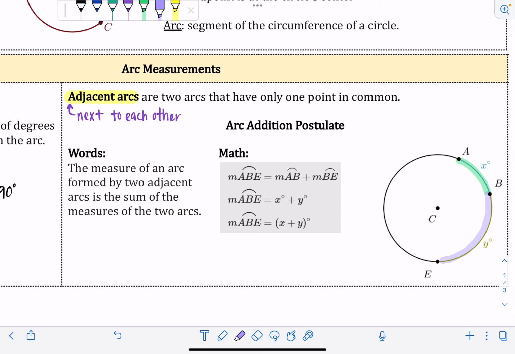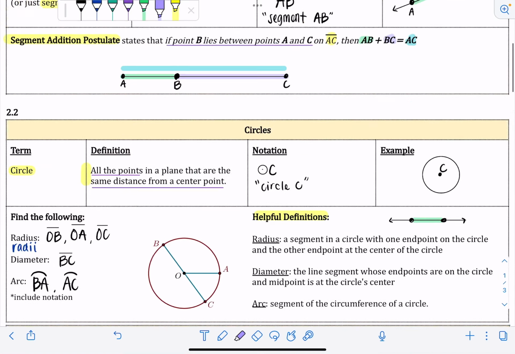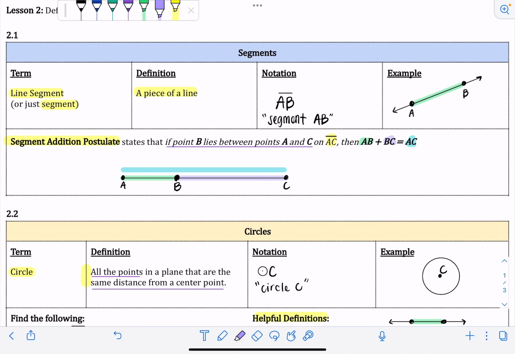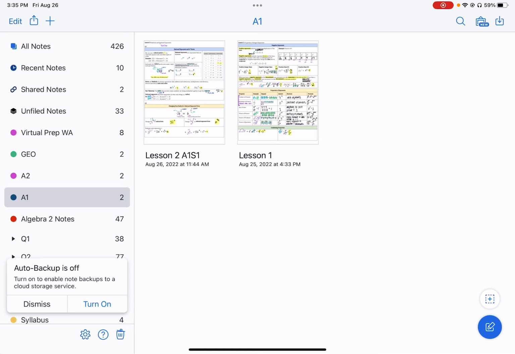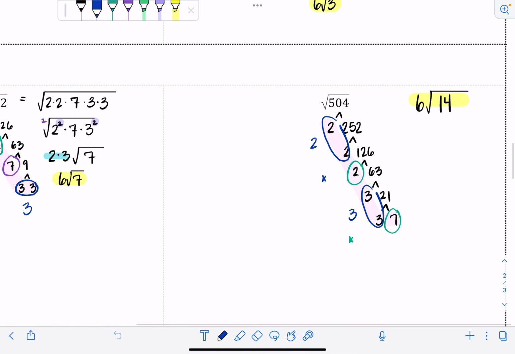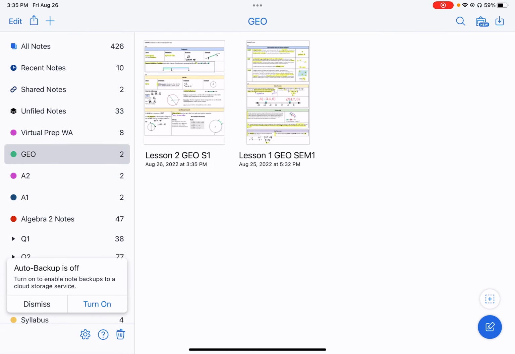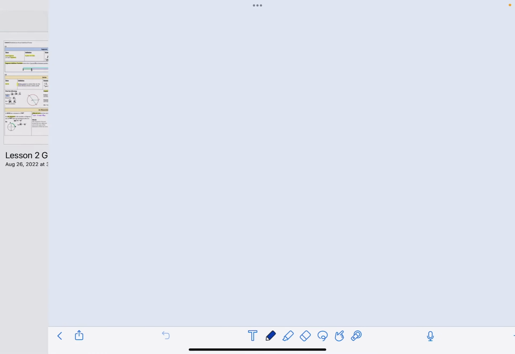And then we have one more postulate, the arc addition postulate, but I'm going to go back up really quick to our segment addition postulate. That's this whole section right here. The segment addition postulate felt kind of wordy, but it basically said if you add 2 individual segments, you'll get their total distance. And that's what the arc addition postulate says as well. Oh, sorry, this is not in the right notes. I don't know what happened there.